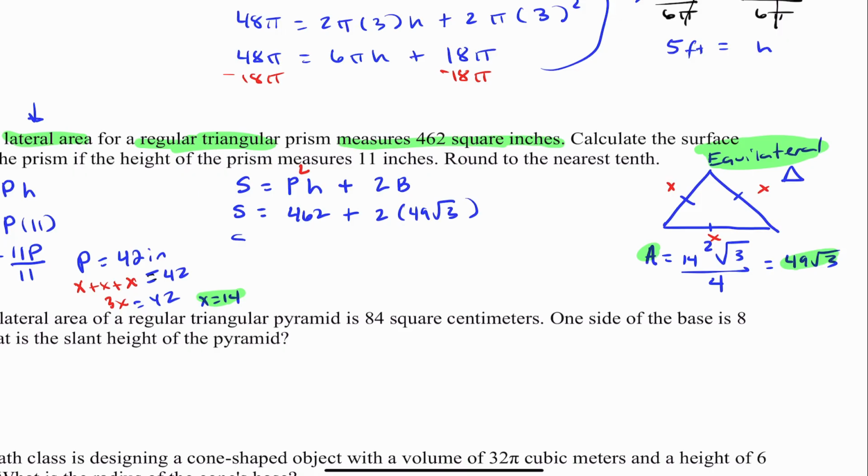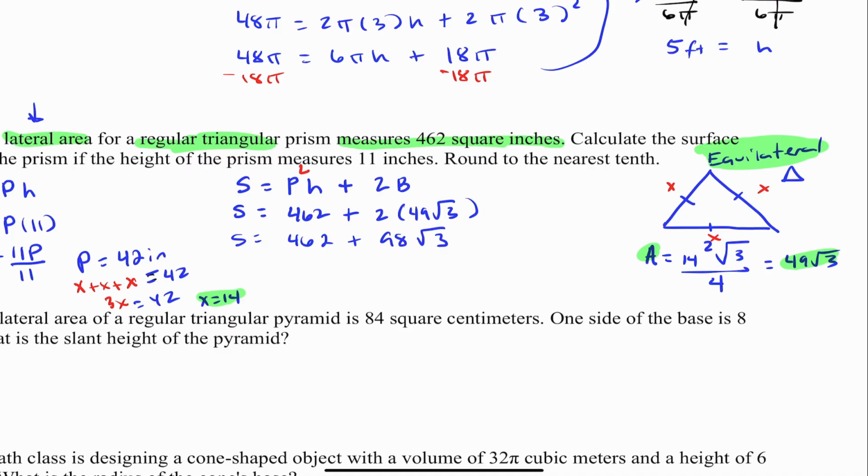So now I can find the surface area. So 462 plus 2 times 49 root 3. 49 times 2. So 49 times 2 is 98 root 3.